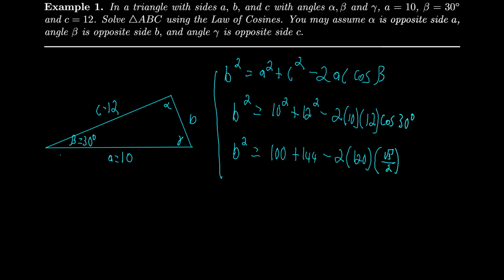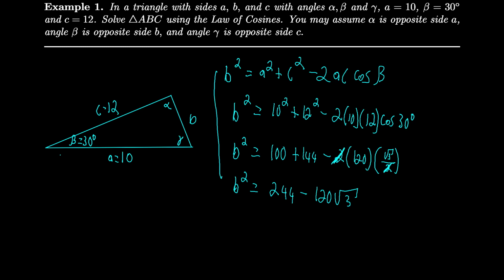Okay. And we're going to look at this, and we're going to see there's a 2 here and a 2 here, so those two cancel. So this is 120 root 3. So b squared is equal to 100 plus 144, so 244 minus 120 root 3. And then we're going to take the square root of that. So we should probably approximate what this is and get some sort of answer.